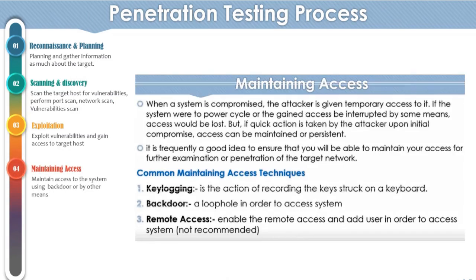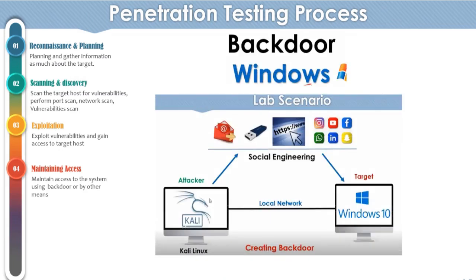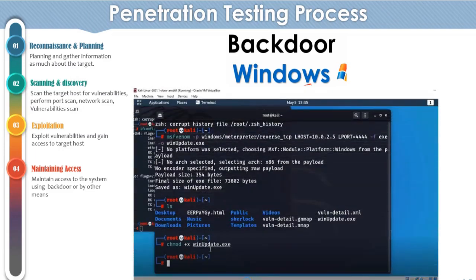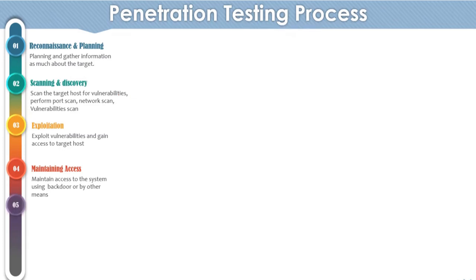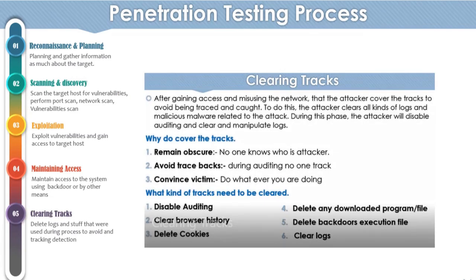Next, you will learn how to maintain access: how keylogging works, how backdoors work, how remote access works. Then we will create a backdoor on Windows in a lab environment, and then we will hack a phone and learn how to maintain access on a phone. Then you will learn clearing tracks.